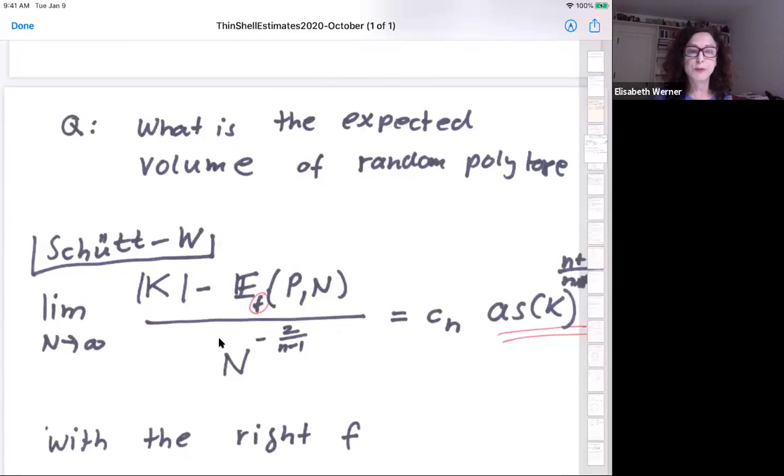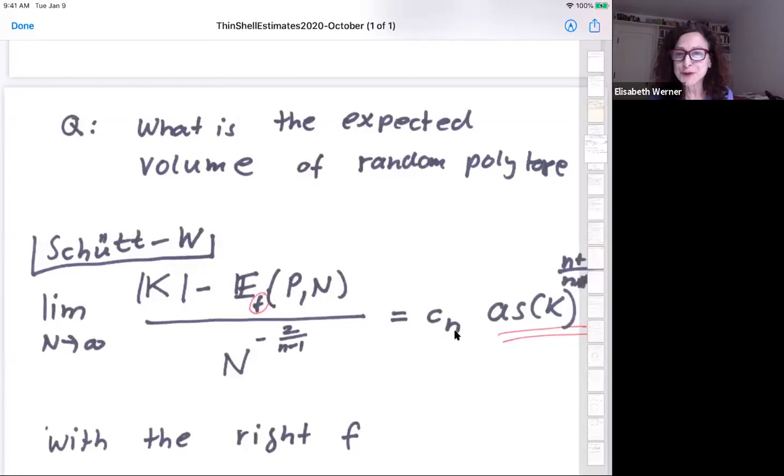So we look at this volume difference, which is the same as deciding what's the expected volume of such a random polytope. And then if we divide by this quantity here, that is the number of chosen points to the power minus 2 over n minus 1, and we let the number of chosen points go to infinity, then we can show that this limit exists and is equal to, now I have called the constant in the same way as I did in the previous theorem.